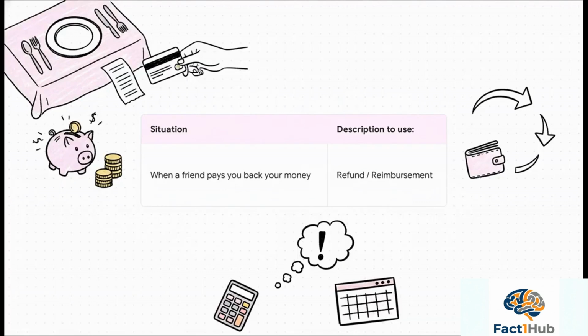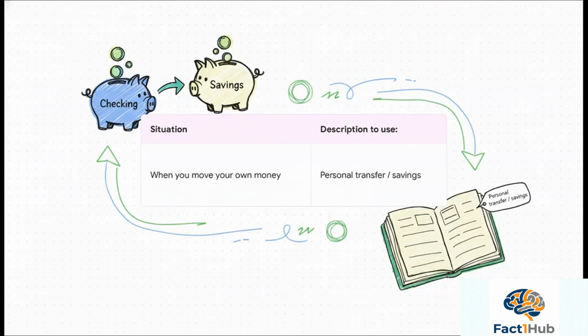You haven't earned any money, you're just getting your own money back. A simple description like refund or reimbursement for dinner clarifies that you're just settling up. Oh man, this one happens all the time. You move money from your checking to your savings or between any 2 accounts that you own. This is 100% not income. Describing it as a personal transfer or transfer to savings makes it obvious you're just moving your own funds around.